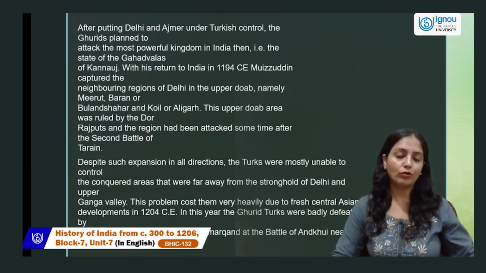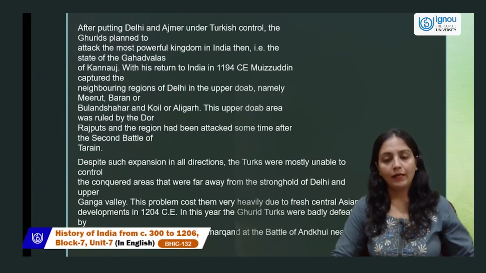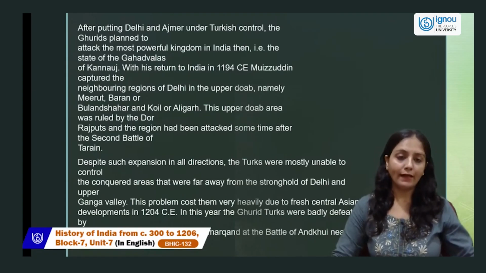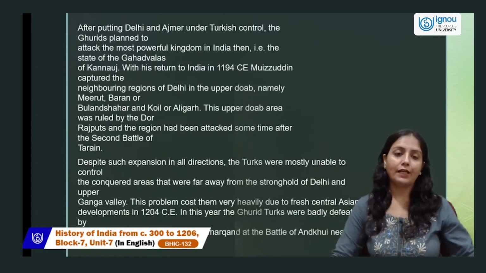You also have heard about the stories of Prithviraj Chauhan, how he had survived at that time after being defeated in the war of Tarain in 1192.